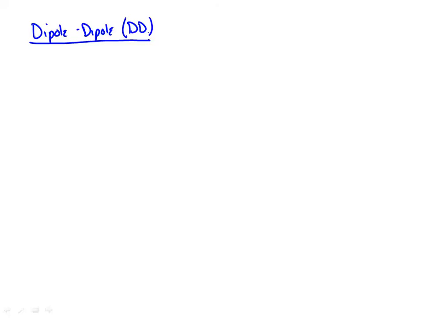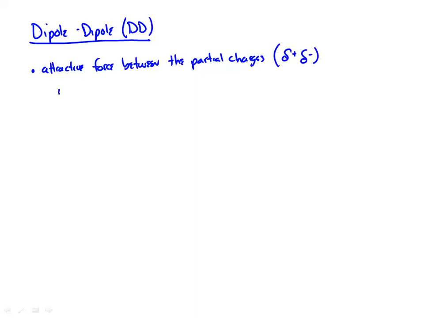Anyway, what dipole-dipole interactions are is the attractive force between the partial charges in an atom. Remember, that's what we're using this delta plus and delta minus for in dipolar molecules. And remember, from chapter 7, to be a dipolar molecule, that means there's an asymmetric distribution of charge across the molecule.